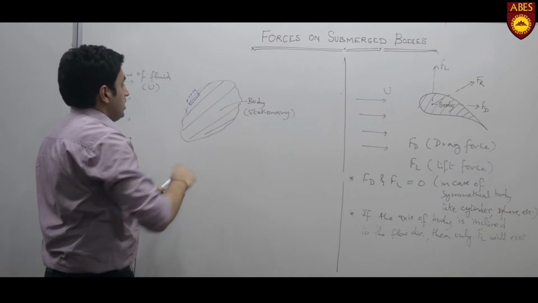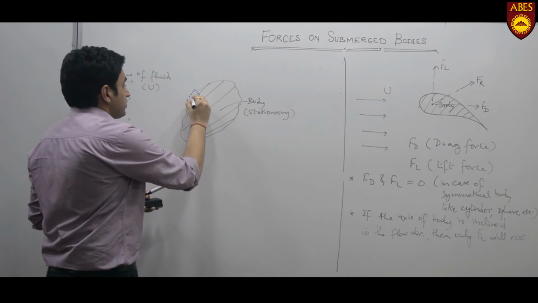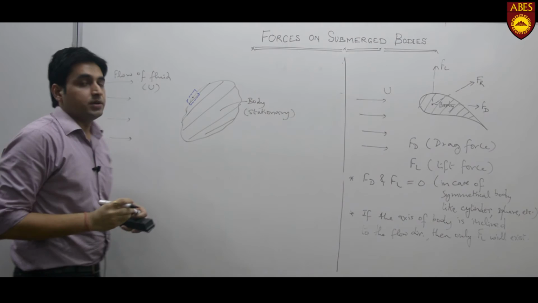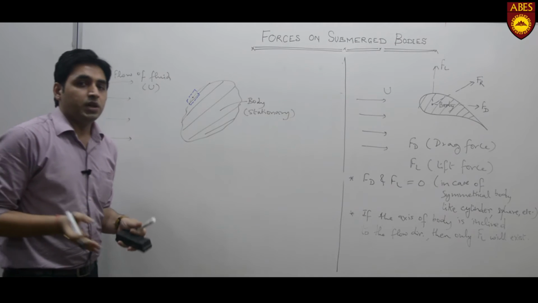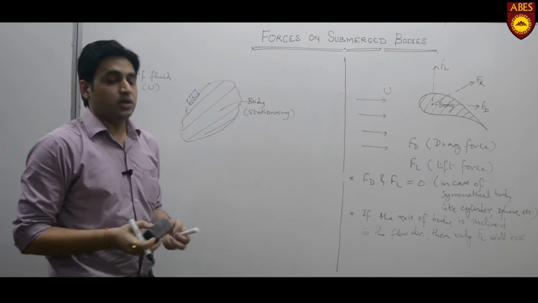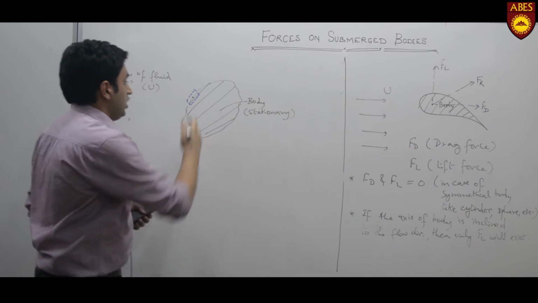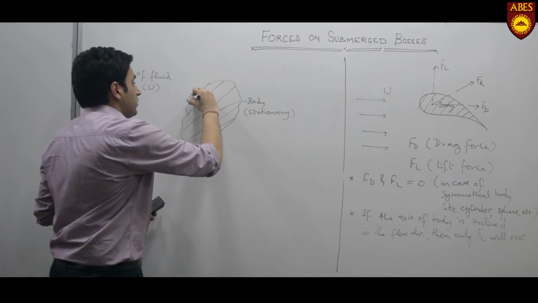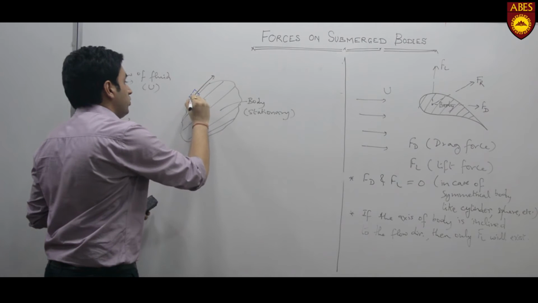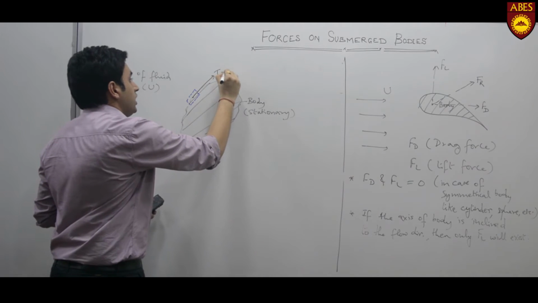Now on this body element, what are the forces acting here? There are two forces possible. One is the pressure force and second is the shear force, which is acting away from the body. So this is the first component, that is tau naught into dA.